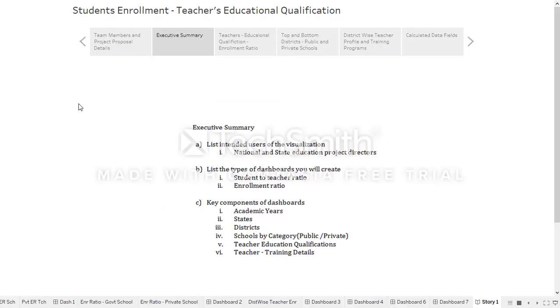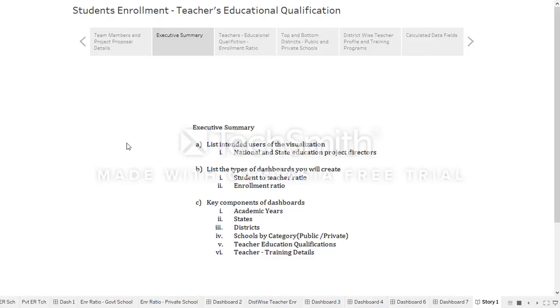Moving on to the executive summary, like I said, the intended users are the national and state education project directors, which gives them a high level overview of how the performance is across each state over a period of a year. In our case, we have considered data from 2008 to 2014. The types of dashboards that you see in our project are the student to teacher ratio and also the enrollment ratio.